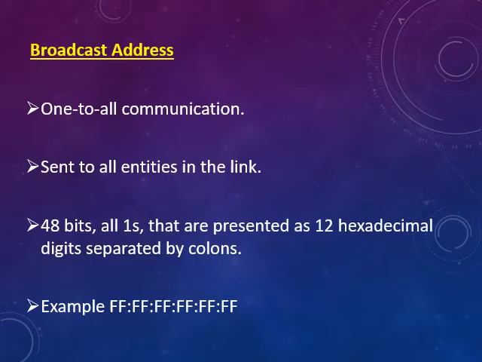The third type of address that is available in the data link layer is the broadcast address. Broadcasting means one-to-all communication. A frame with a broadcast destination address is sent to all the entities in the link. The broadcast link layer address in the most common LAN, Ethernet, is 48 bits, all ones, and they are represented as 12 hexadecimal digits that are separated by colons. Here we can see one example: FF:FF:FF:FF:FF:FF.